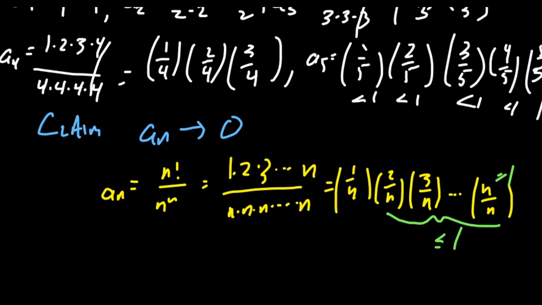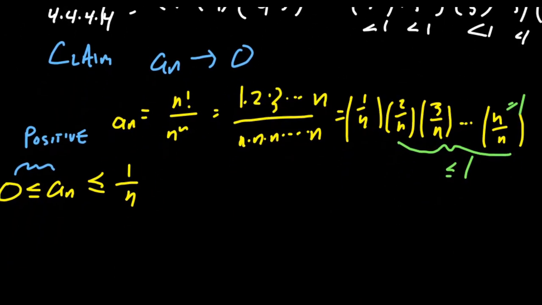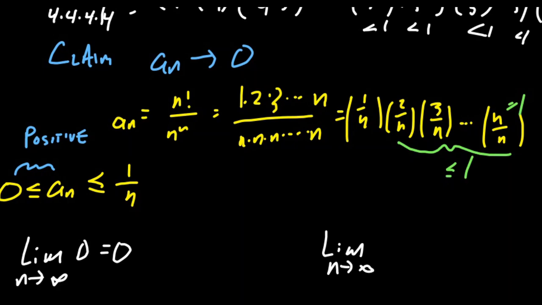Because of that observation, I can actually say that a n is less than or equal to 1 over n. Also, I want to mention that a n is always greater than or equal to 0, because these things are positive. The sequence a sub n is a positive sequence, so it's always greater than or equal to 0, and it's less than or equal to 1 over n. And the reason I mention this is because if we take the limit as n goes to infinity of the 0 sequence, that's easy, that's just 0. If we take the limit as n goes to infinity of the sequence 1 over n, that one we can compute very quickly. That's going to be 1 over infinity, which is 0.